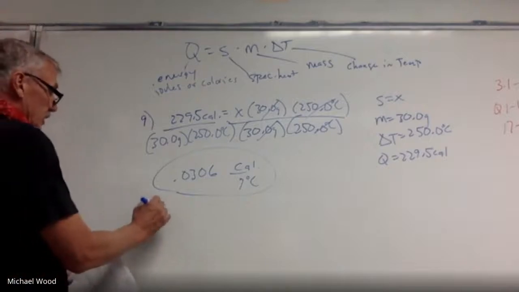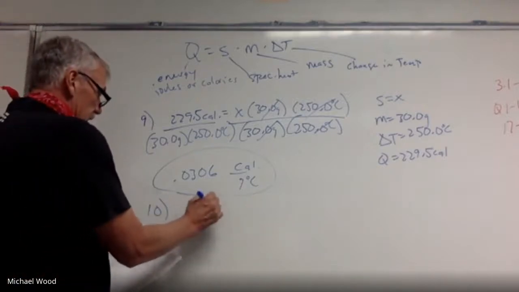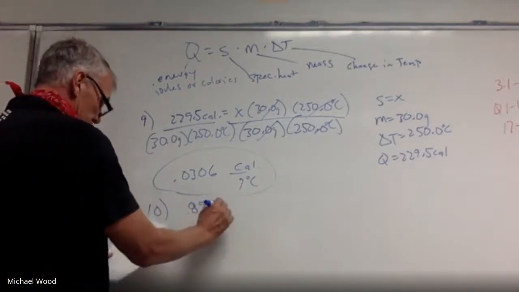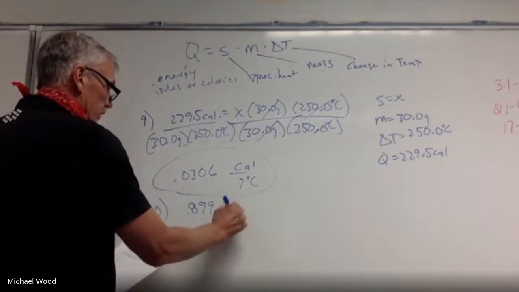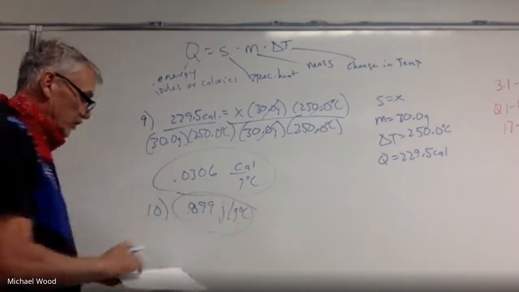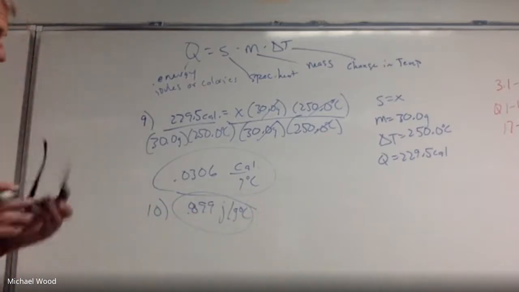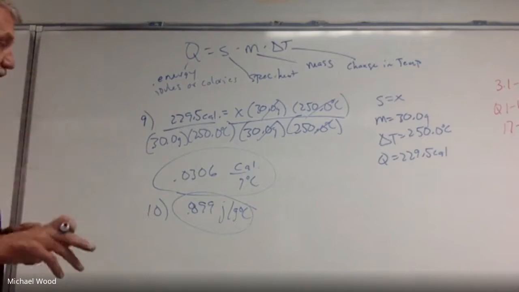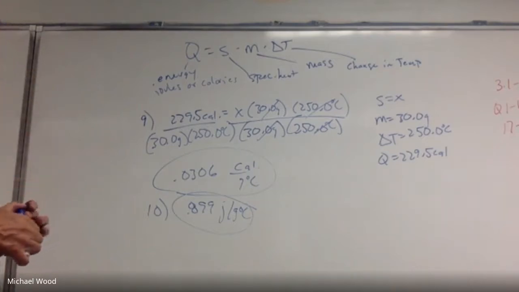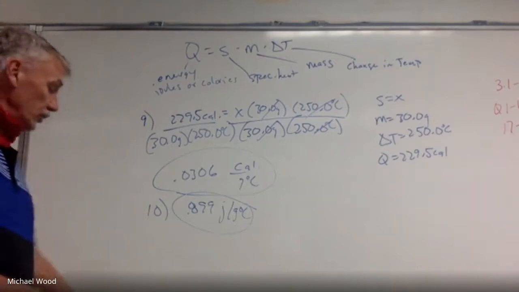Okay, and then number 10 is 0.899. It's joules over grams times degrees Celsius. And again, part of your answer here is the unit and sig figs. So, okay, I'm going to go ahead and stop there.